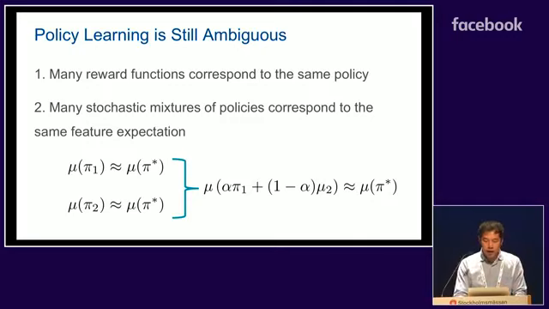If we want to find a policy that could explain the expert behavior, then we could basically create any two policies that match the expert feature, and we can create any stochastic combination of them. And the resulting policy will also satisfy the feature matching requirement. So in a way, we still have the ambiguity of deciding which one is the right policy.